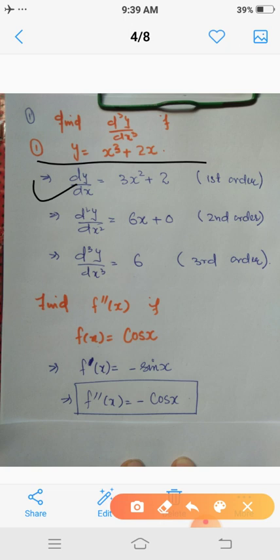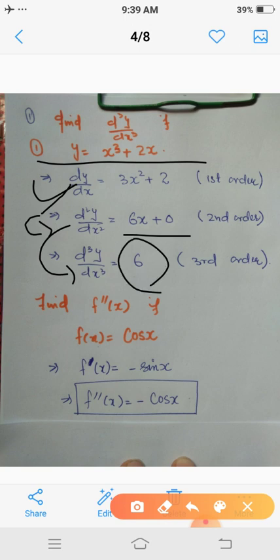Now from this, which is y1, from this dy by dx we find d2y by dx square by differentiating it. When we differentiate, d2y upon dx square is 6x plus 2, because differentiation of a constant is 0. This is the second order derivative. For the third order derivative, we differentiate the second order derivative, that is d3y upon dx cube is simply 6. So this is the third order derivative.